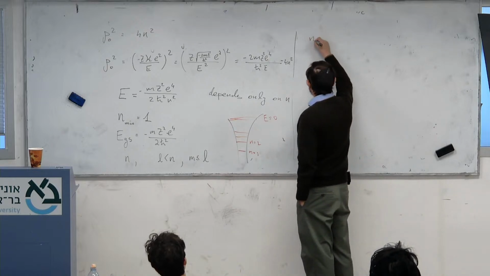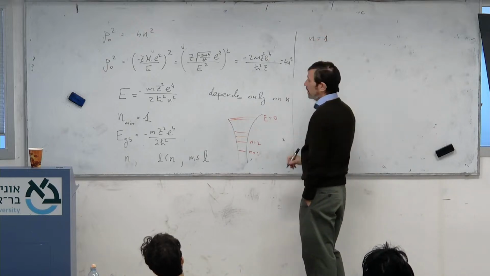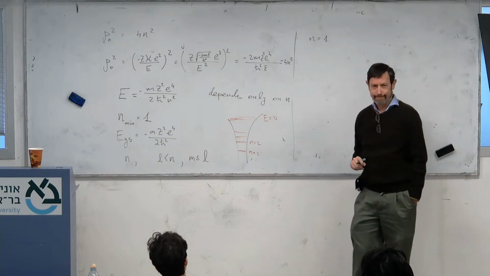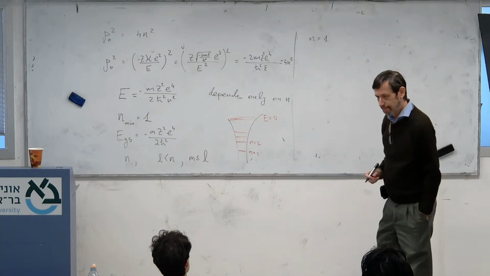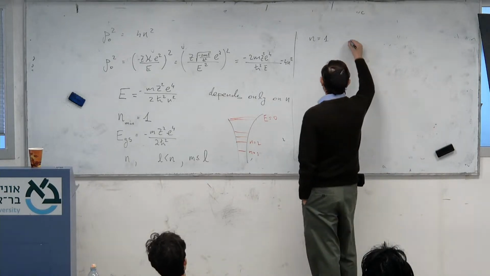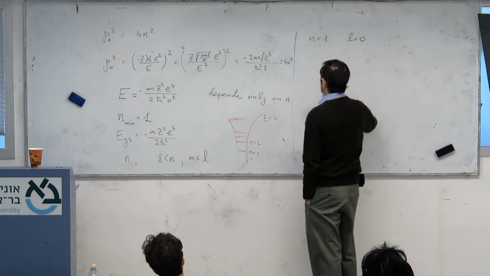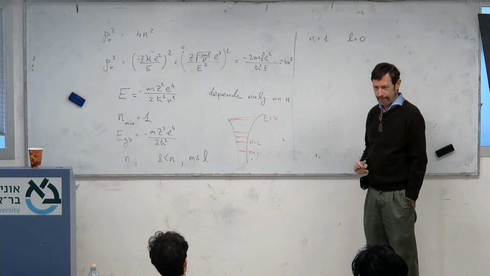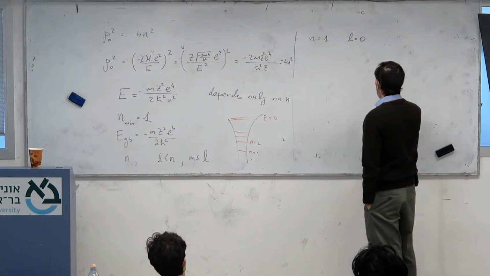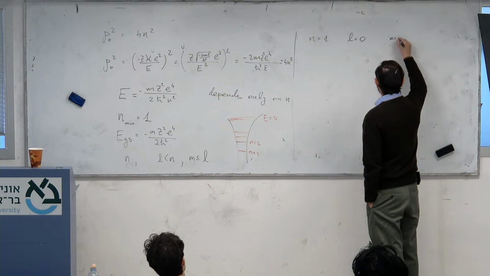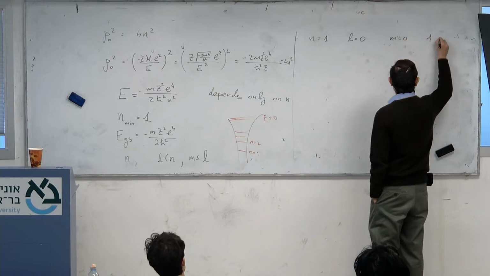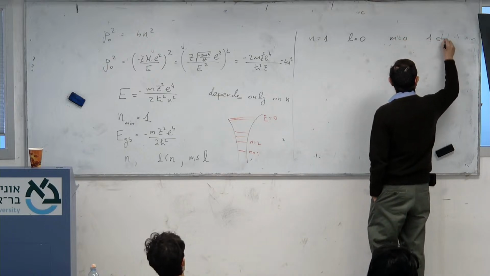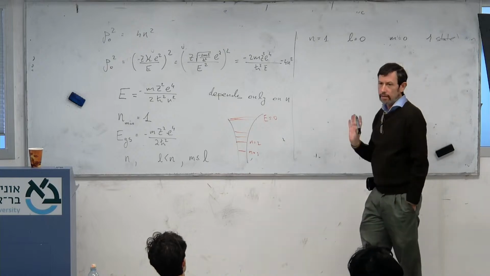Okay, let's create a table. N equals 1, L equals 0. No one other fulfills it. N equals 0, 1 state. So there's only one state in the ground state.